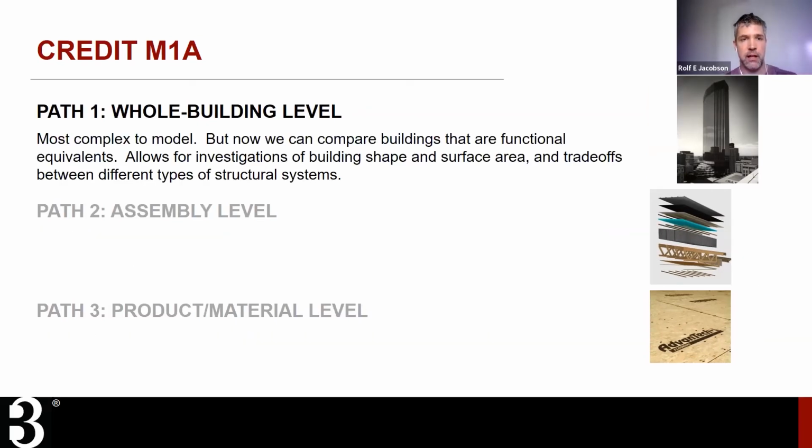To do that kind of analysis, you really have to step up to the whole building level. That's going to be more time intensive, of course, but it allows you the greatest flexibility, the greatest number of options when you're trying to reduce or drive down that embodied carbon. For example, it's going to allow you to even change the building shape and the surface area. Those are some major opportunities to reduce the embodied carbon of a building, but you can't do those with path 2 or path 3.